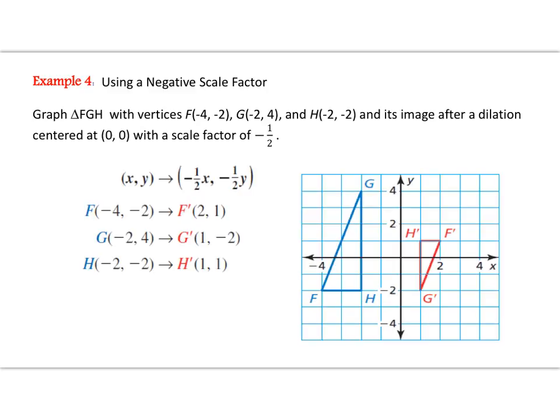Here we have a dilation by a negative factor, and it looks different as well. It looks like it's oriented in a different direction. H prime is here, G prime is here, F to F prime here. And the center was at (0, 0) for the center of dilation.